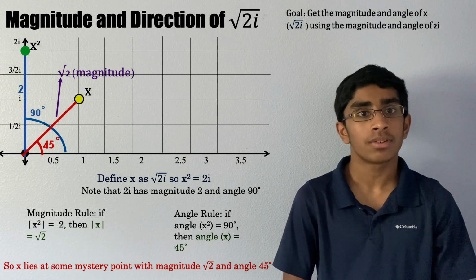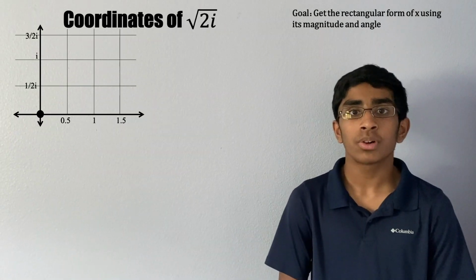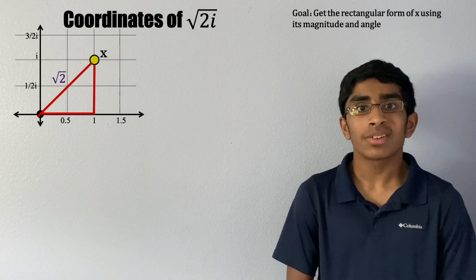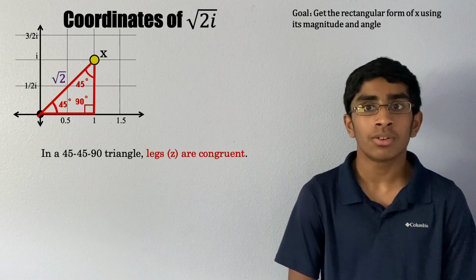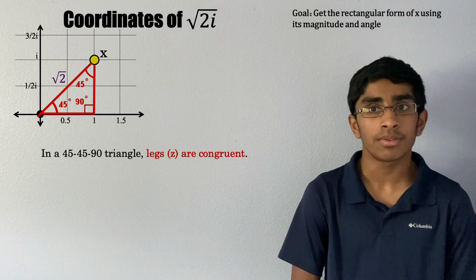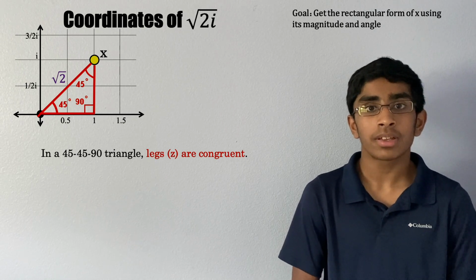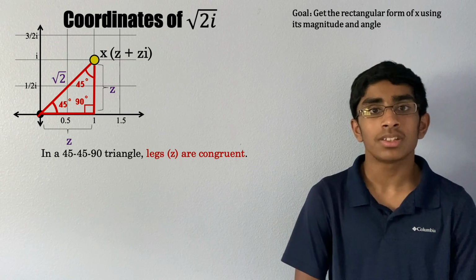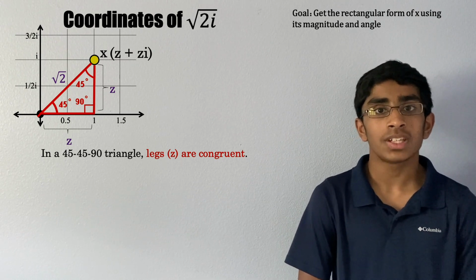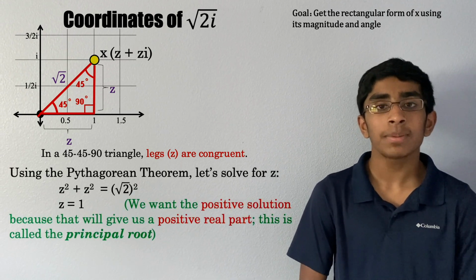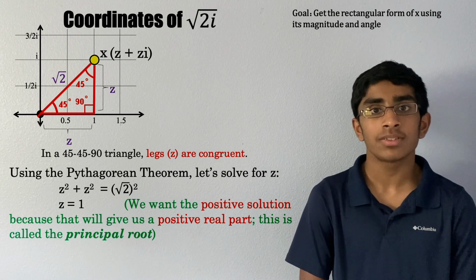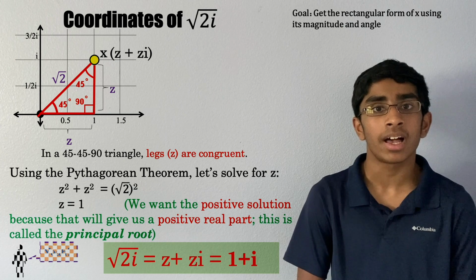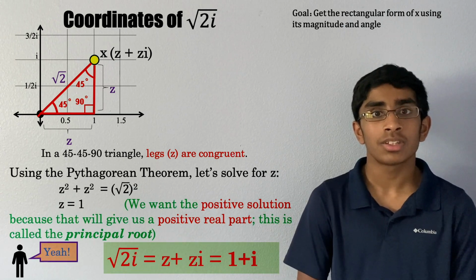To find our point's coordinates, we can construct a triangle with what we know. This triangle is a 45, 45, 90 triangle with hypotenuse equal to the square root of 2. Since this is a 45, 45, 90 triangle, the legs are congruent, and we can call that distance z. And we can solve for z using the Pythagorean theorem. We end up getting that z is equal to 1 as the positive solution, so our point is at z plus zi, which is 1 plus i. And that's the answer to the square root of 2i.